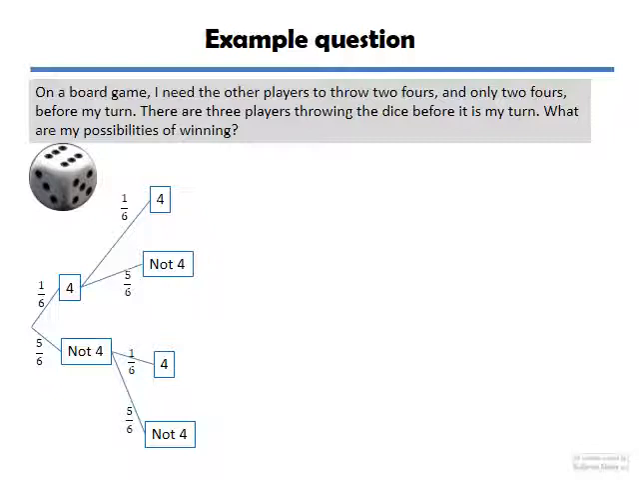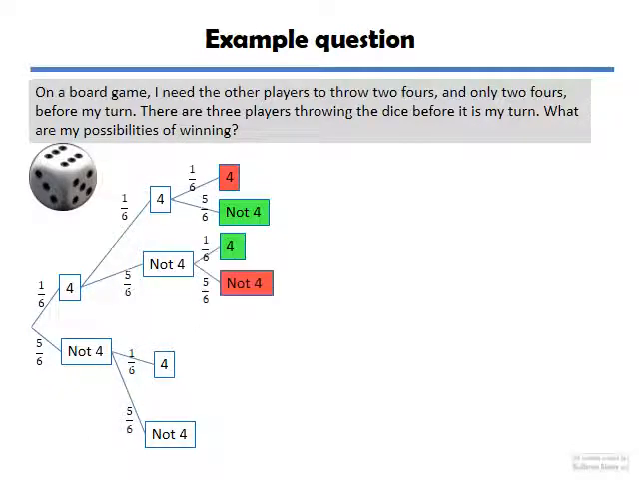So there's a 1/6 chance that the third player rolls a 4. But if he rolls a 4, then I have 3 4s. And that's not good, because I need exactly 2. If the third player in this situation does not roll a 4, then I have 2 4s, which is good for me, because that's what I need. Great. Here's the next situation, and the next one, and the next one.